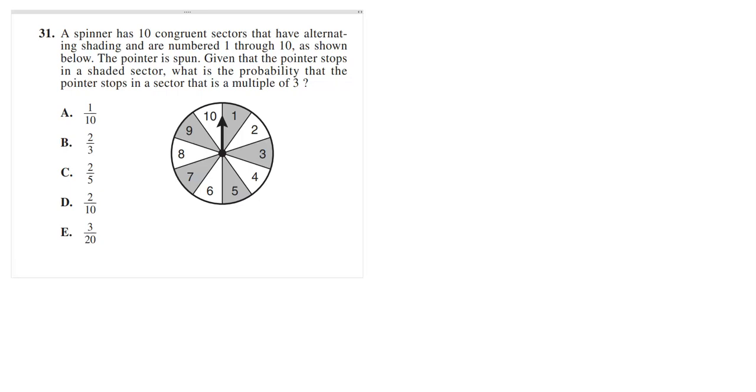Okay, so here it says a spinner has 10 congruent sectors that have alternating shading and are numbered 1 through 10 as shown below. The pointer is spun. Given that the pointer stops in a shaded sector, so let's count how many shaded sectors we have. 1, 2, 3, 4, 5. So there are 5 shaded sectors. I'm going to take note of that. It's probably important.